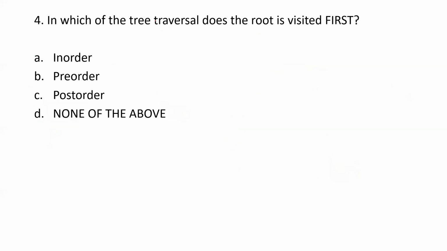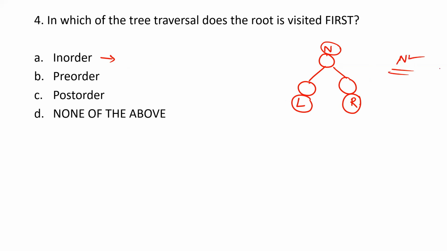Which says, in which of the tree traversals is the root visited first? So basically, how will the trees be represented? This is the left child, this is the right child, and this is the root. Root in the sense N, which is the node. Now, what is in-order traversal? First the left child will be visited, then the root or the node will be visited, then the right child will be visited. Now you have to tell in which traversal N comes first. In whichever traversal N comes first, you have to select that option as the solution to this question.